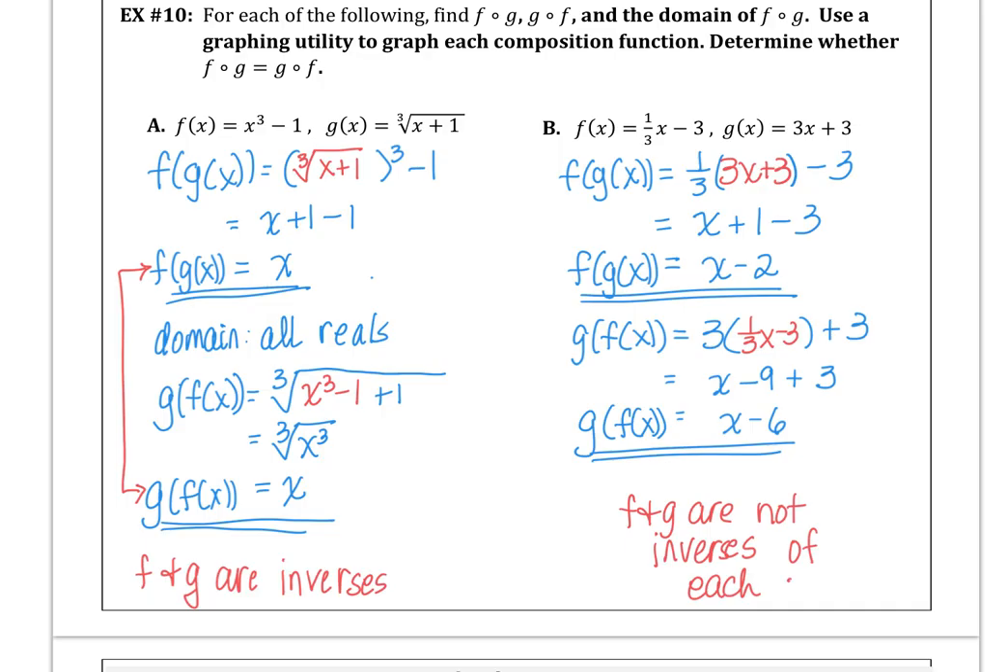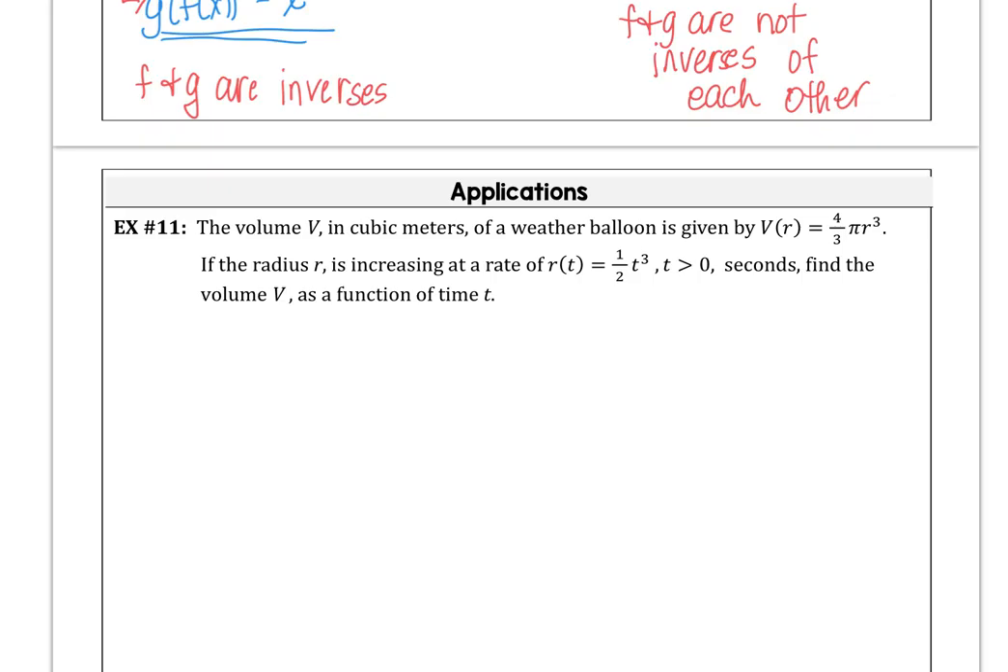Okay, so we got 2 application problems to finish up the lesson. Let's look at 11 first. We've got the volume in cubic meters of a weather balloon given by V of r is 4/3 pi r cubed. If the radius is increasing at a rate of r of t equals 1/2 t cubed for positive time in seconds, we want to find the volume as a function of time.